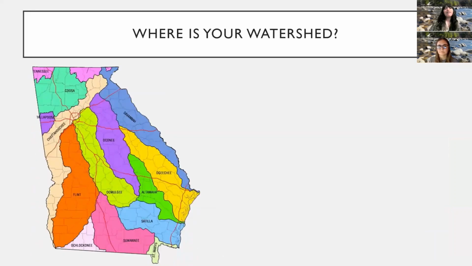So now that we have an idea of what a watershed is, where can they be found within our state? The answer is literally everywhere. Everything and everyone is located within a watershed. Georgia has 14 major watersheds. You can use this map. It's kind of small on my screen, but maybe it's larger for you. You can use this map to find your county or your area and pinpoint what watershed you're in today.